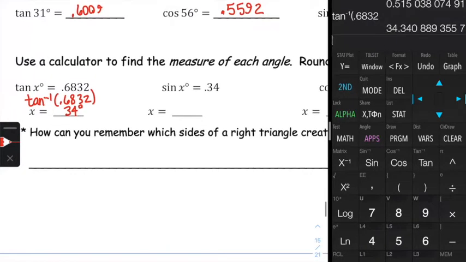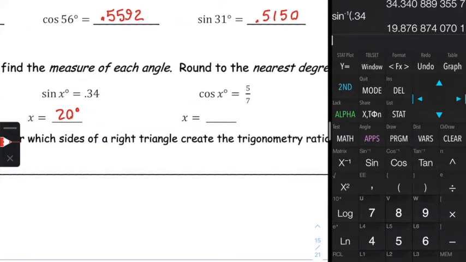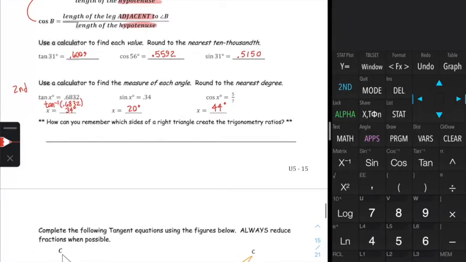Okay. As far as the sine of 0.34, we'll do second sine, because we're working backwards for an angle of 0.34. And that's about 19.8 degrees right there, so technically that rounds up to 20. So we'll say that rounds up to 20 degrees. And then let's see here, cosine of the fraction 5/7. So second cosine, and then we'll just put the fraction 5/7, just like that right there. And that gets us about 44 degrees. So that's how you type those into the calculator.